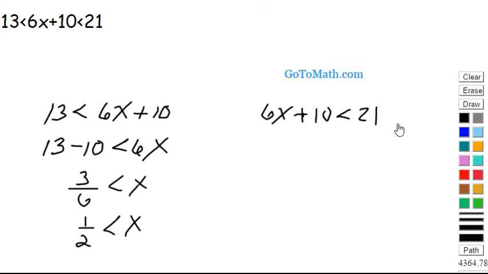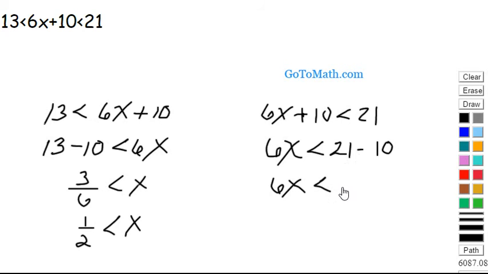Okay. Go ahead and do this side now. So we have 6x is less than 21 minus 10. So then we have 6x is less than, what have we got, 11? Is that right?